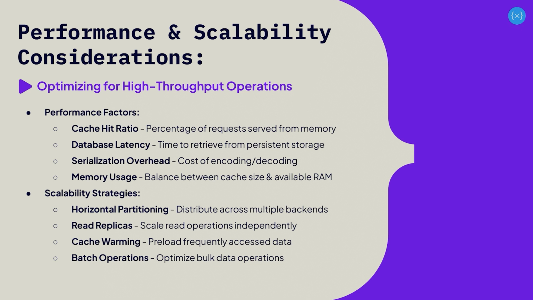For scalability strategies, we have horizontal partitioning, so distributing data across multiple backends, read replication, so scaling read operations independently, cache warming, which means preloading frequently accessed data, and batch operations to optimize bulk data operations.